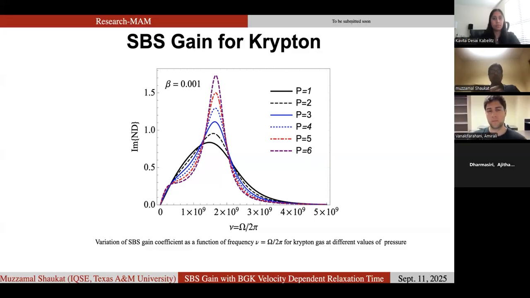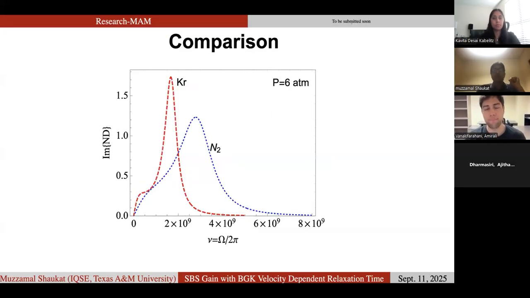I am not assuming any numerical values for the Stokes wave, the frequency, density, or whatever I need to have, till now. Now comes the point for the monatomic or diatomic part. Here you will see that for the monatomic we have more gain, and for the diatomic we have less gain, as is confirmed very simply. The results predicted by Kavita two months ago, that experimentally krypton, the monatomic gas, has higher gain than nitrogen, the diatomic gas.